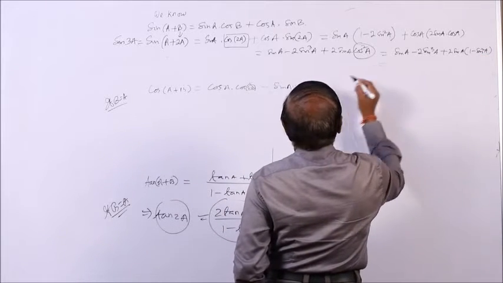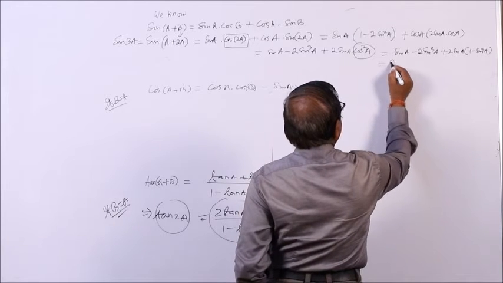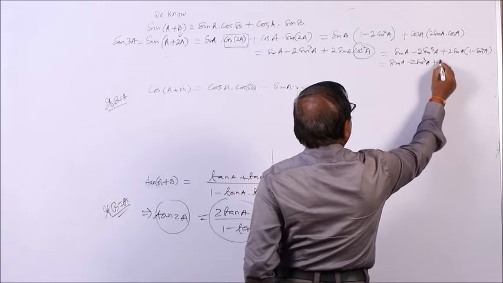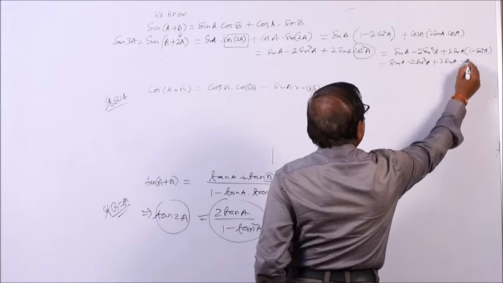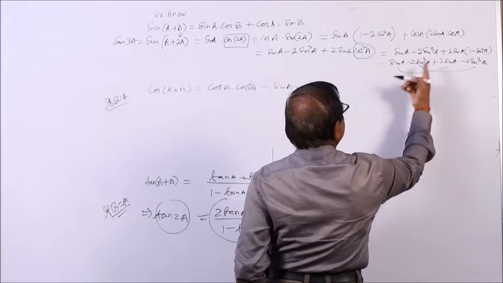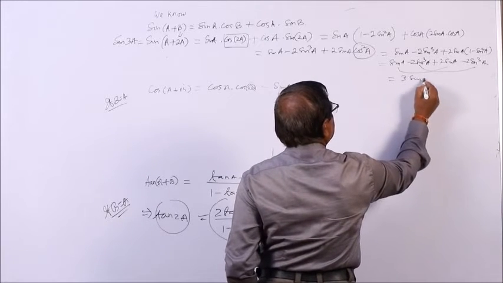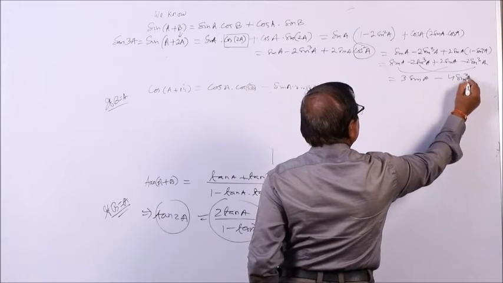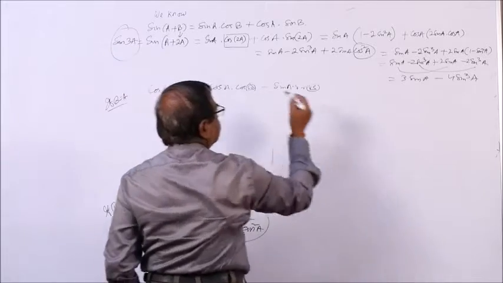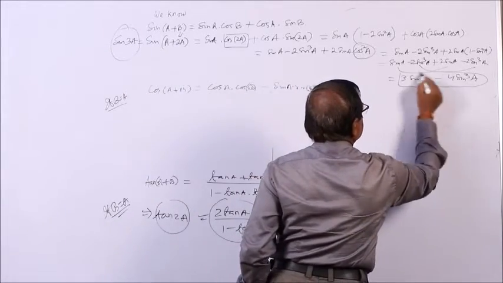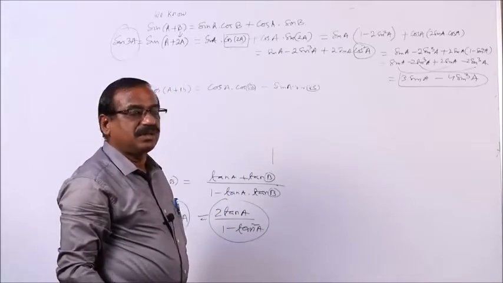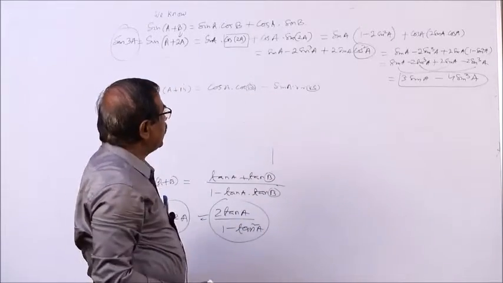So, that is equal to, you see, sin A minus 2 sin cube A plus 2 sin A minus 2 sin cube A. So, this becomes sin A plus 2 sin A is 3 sin A minus 4 sin cube A. This is the formula of sin 3A. We have derived the formula of sin 3A by using sin (A plus B) in terms of sin A, right.